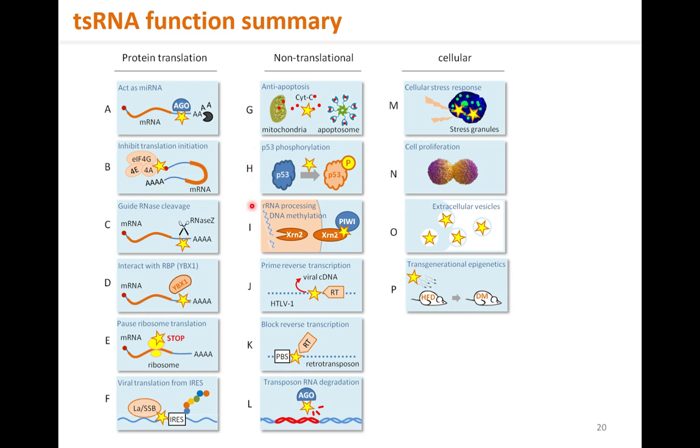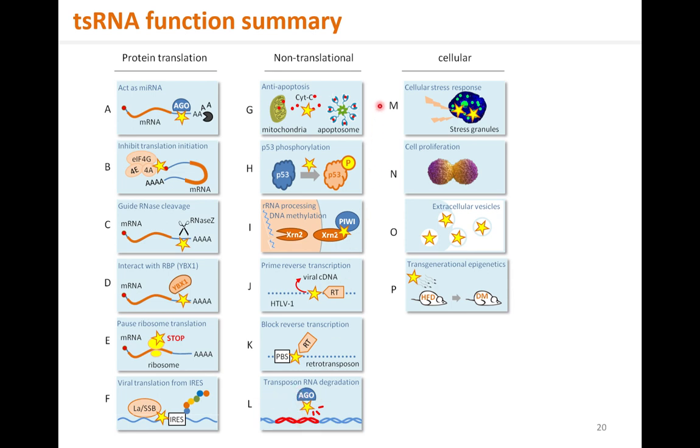I. Ribosomal RNA processing. J. Primer for reverse transcription during retroviral replication. K. Block retrotransposon reverse transcription. L. Transposon RNA degradation with AGO.